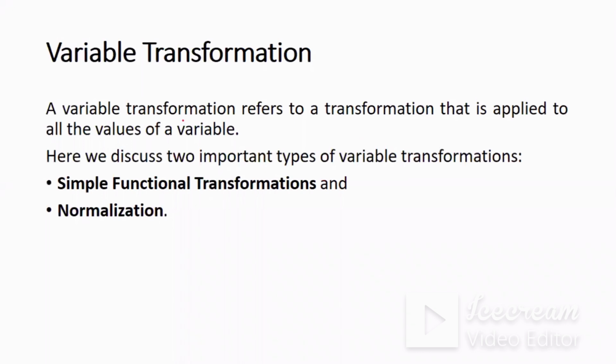Variable transformation is going to be applied in two ways. Number one is simple functional transformation, and number two is normalization or standardization. So we are going to transform the variables. For example, we have variables which range from 1 to 1 crore, so on. It is going to be a big number.